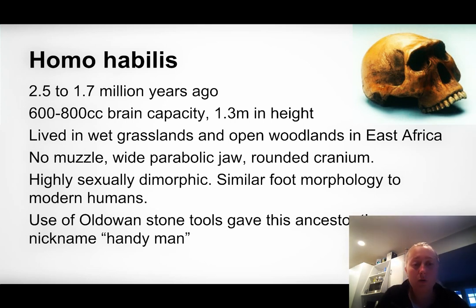They used Oldowan tools. One of the first species that we've looked at that actually used a certain type of tool. So they didn't only use the tools, but they made the tools. These guys were given the nickname of handyman because of the tools that were found with them. So they made these tools as well.